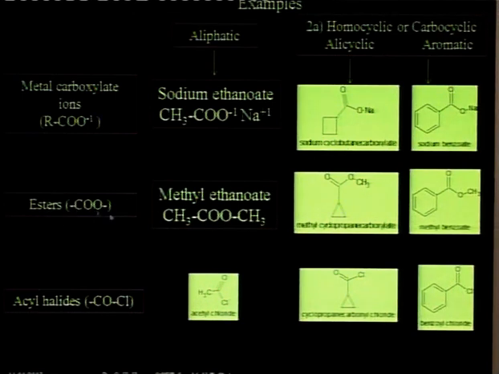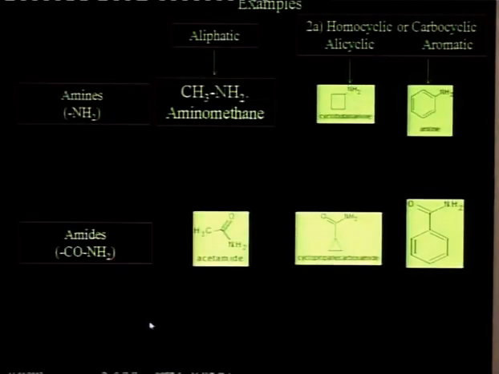Esters have the functional group COO, methyl ethanoate. Methyl cyclopropane carboxylate and methyl benzoate are the examples of esters for alicyclic and aromatic, and methyl ethanoate is for aliphatic hydrocarbons. The acyl group is COCl. Here chlorides are more stable, that is why acetyl chloride is the example for aliphatic, whereas cyclopropane carbonyl chloride is the example for alicyclic and benzoyl chloride for aromatic.